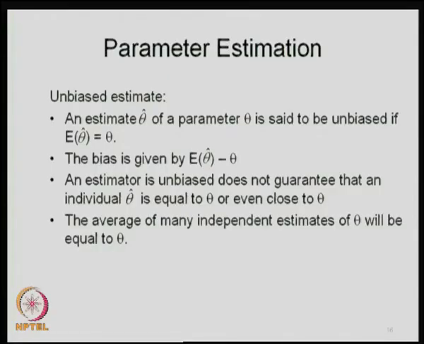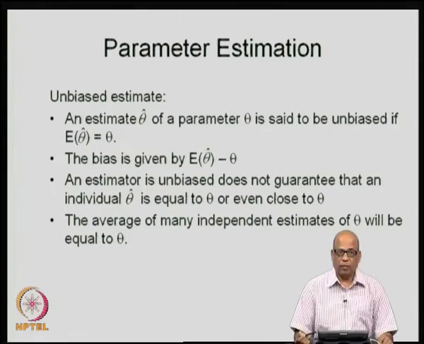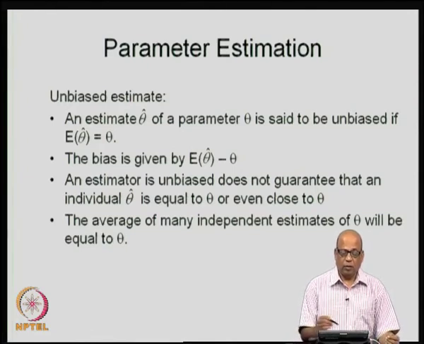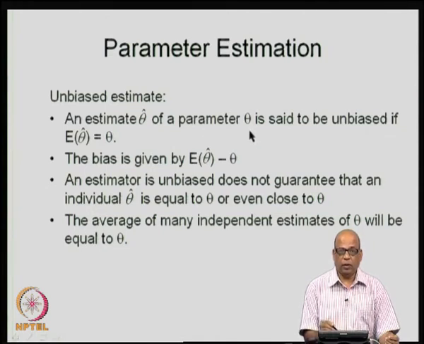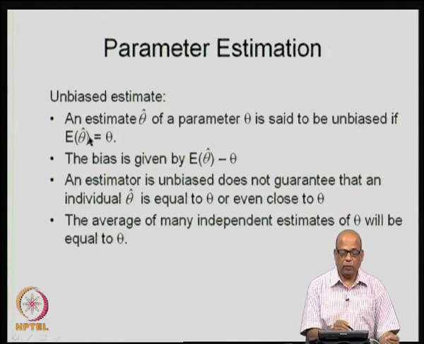Let us look at what we mean by the unbiasedness or unbiased estimates. As I just mentioned, the theta cap, which is an estimate of a parameter, is itself a random variable. An estimate theta cap of a parameter theta is said to be unbiased if the expected value of theta cap is equal to theta itself, and the bias, if any, is given by the expected value of theta cap minus theta.